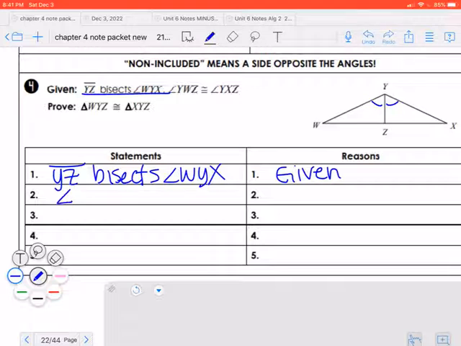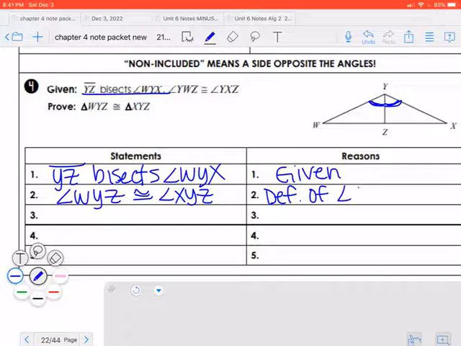So let's name them. Angle WYZ, that's this one on the left, is congruent to angle XYZ, the one on the right. And the reason, definition of angle bisector. All right, we've got an angle. Yay us. Let's see what else it says.